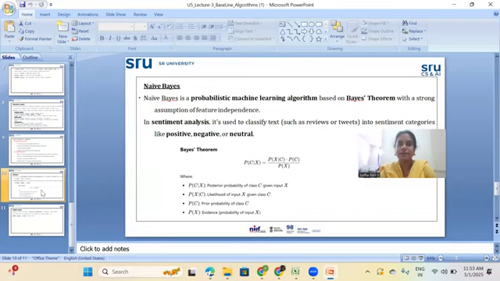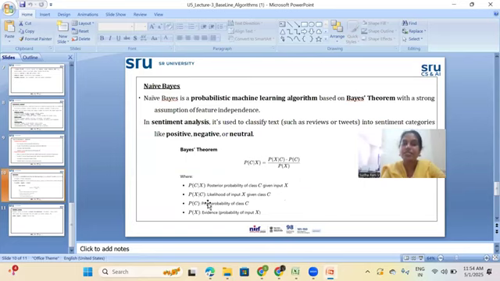Next, Naive Bayes. Naive Bayes is a probabilistic machine learning algorithm based on Bayes' theorem with a strong assumption of feature independence. In sentiment analysis, it's used to classify text into sentiment categories like positive, negative, or neutral. Bayes' theorem shows this formula: P(C|X) = P(X|C) · P(C) / P(X). P(C|X) is the posterior probability of class C given input X.